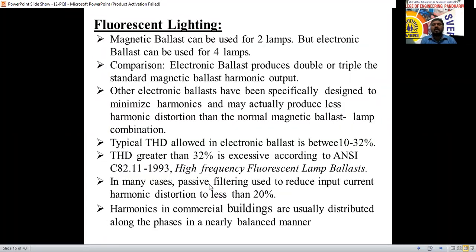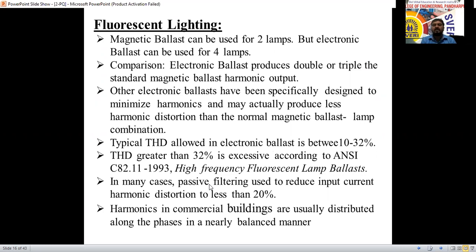The magnetic ballast can be used for 2 lamps, but the electronic ballast can be used for 4 lamps. For 2 lamps, we can use the magnetic ballast; for 4 lamps, we can use the electronic ballast. So why would you use the magnetic one? Everyone will go for the electronic ballast only.